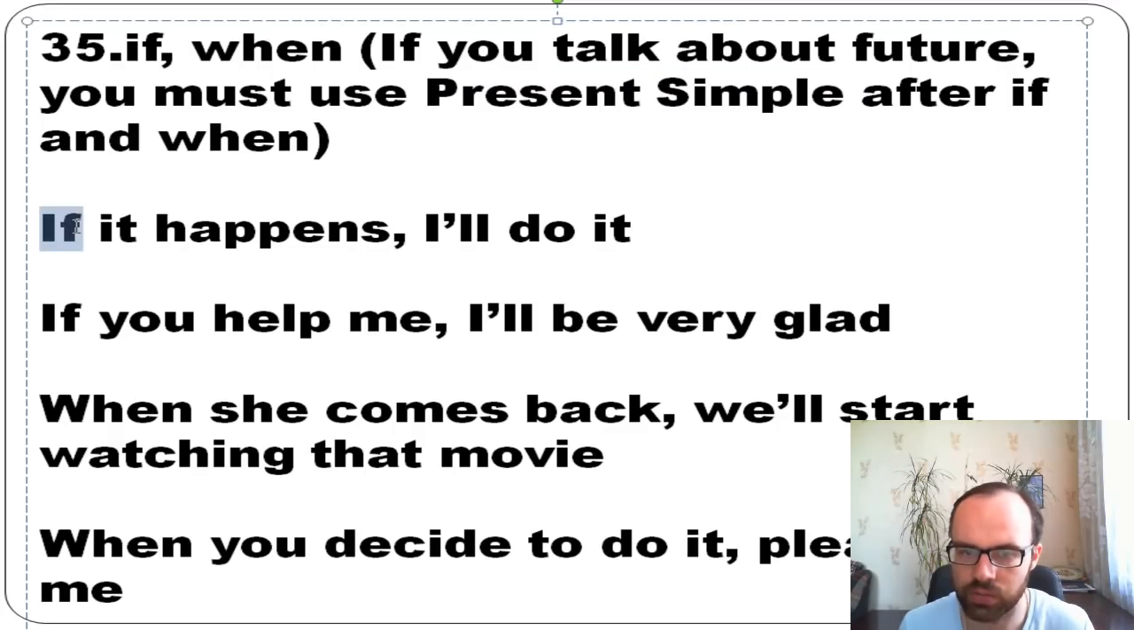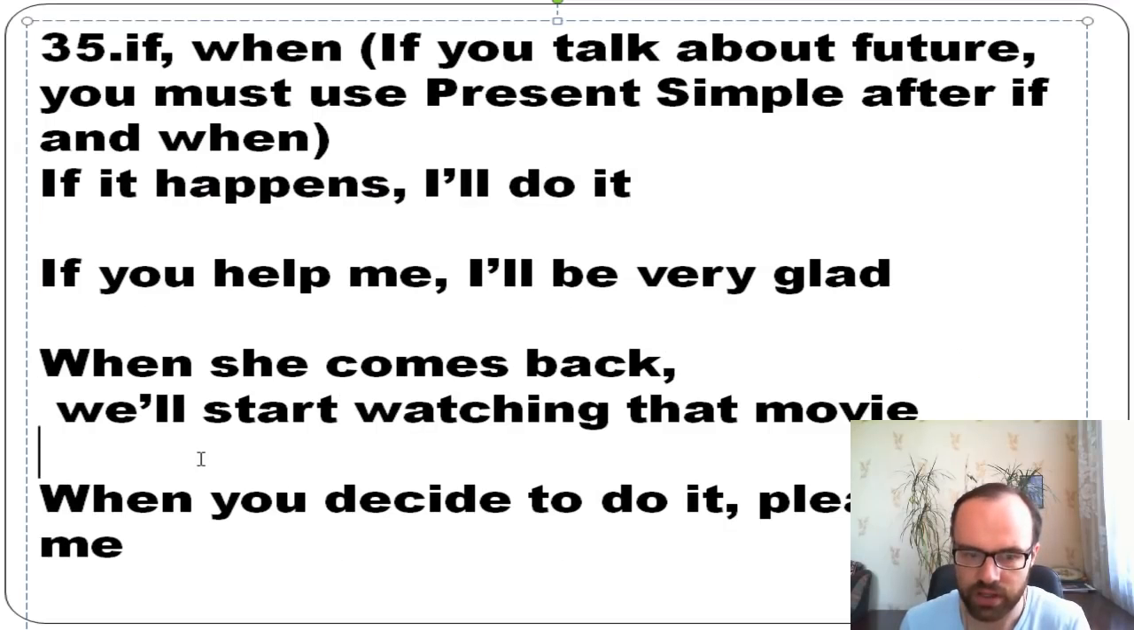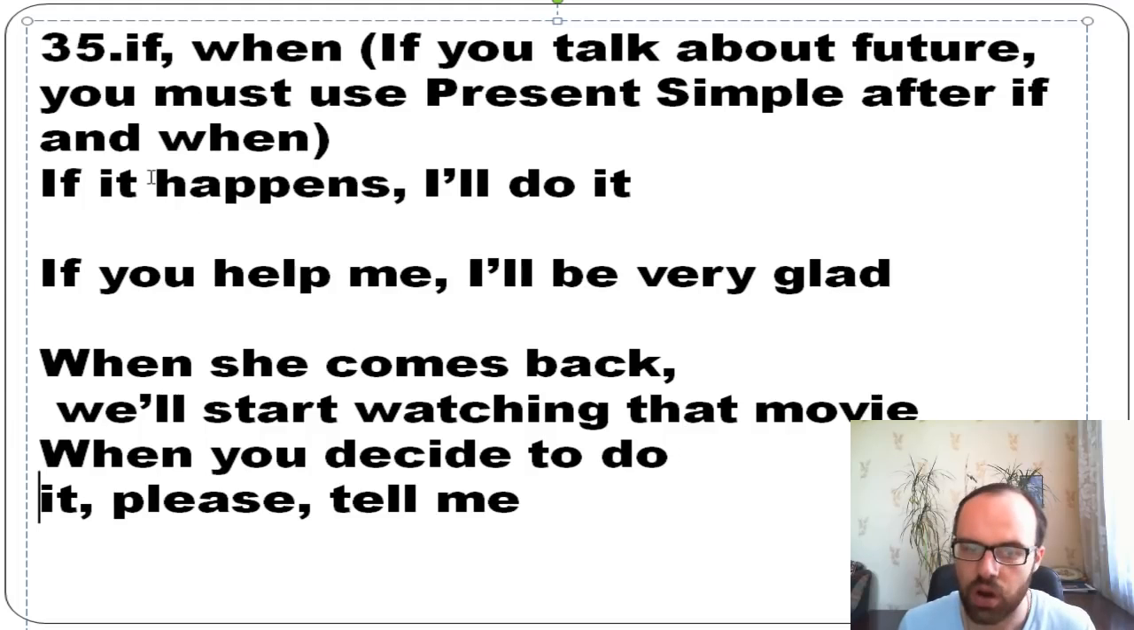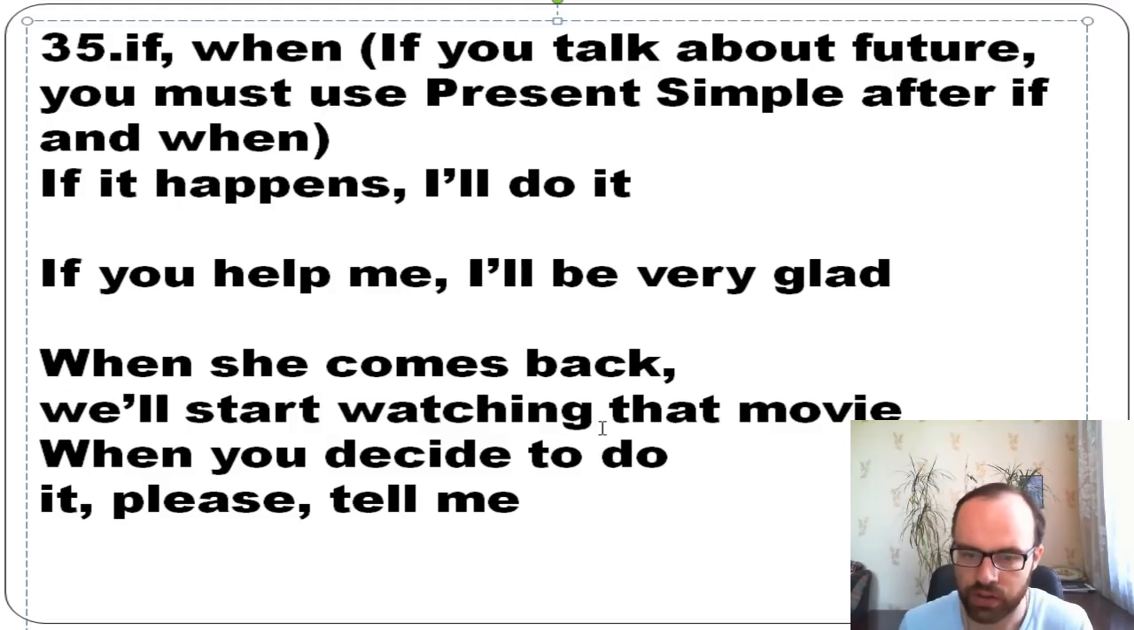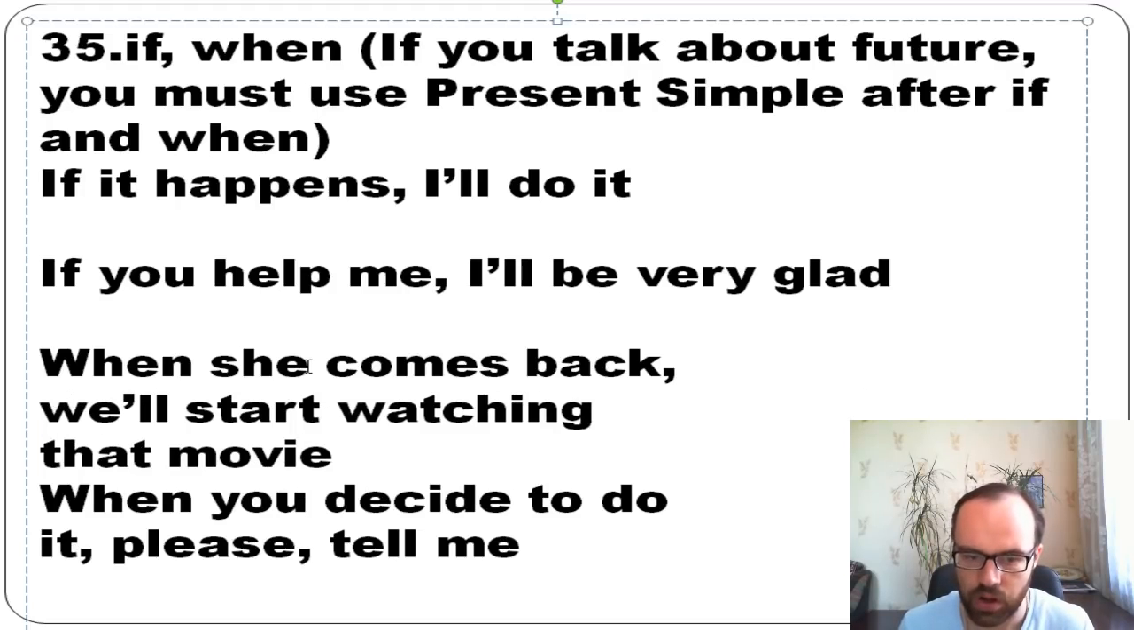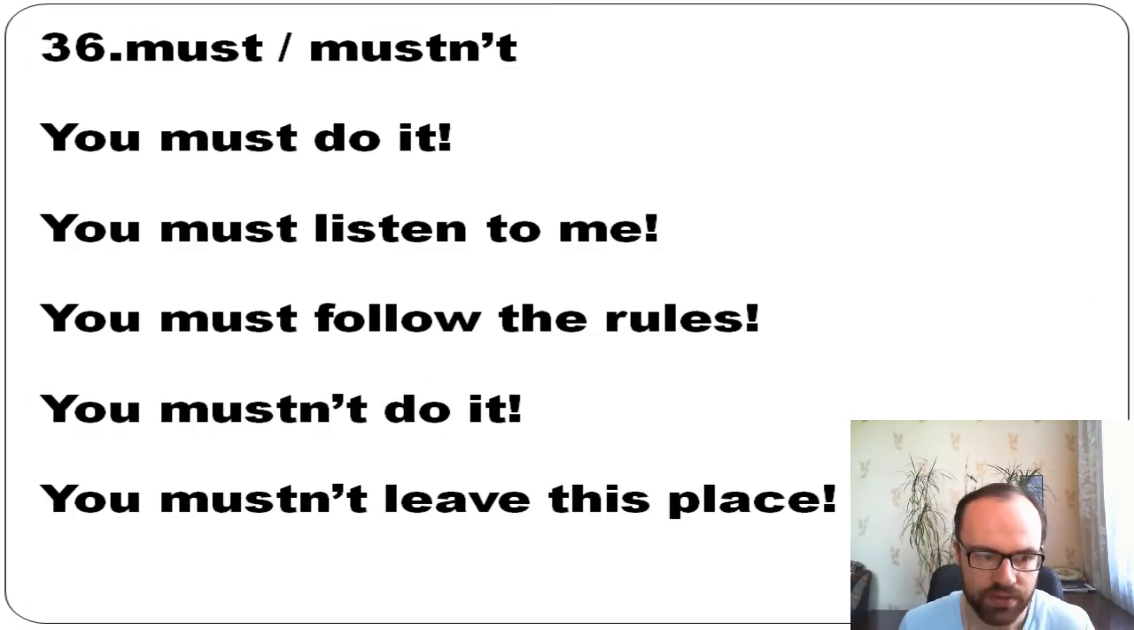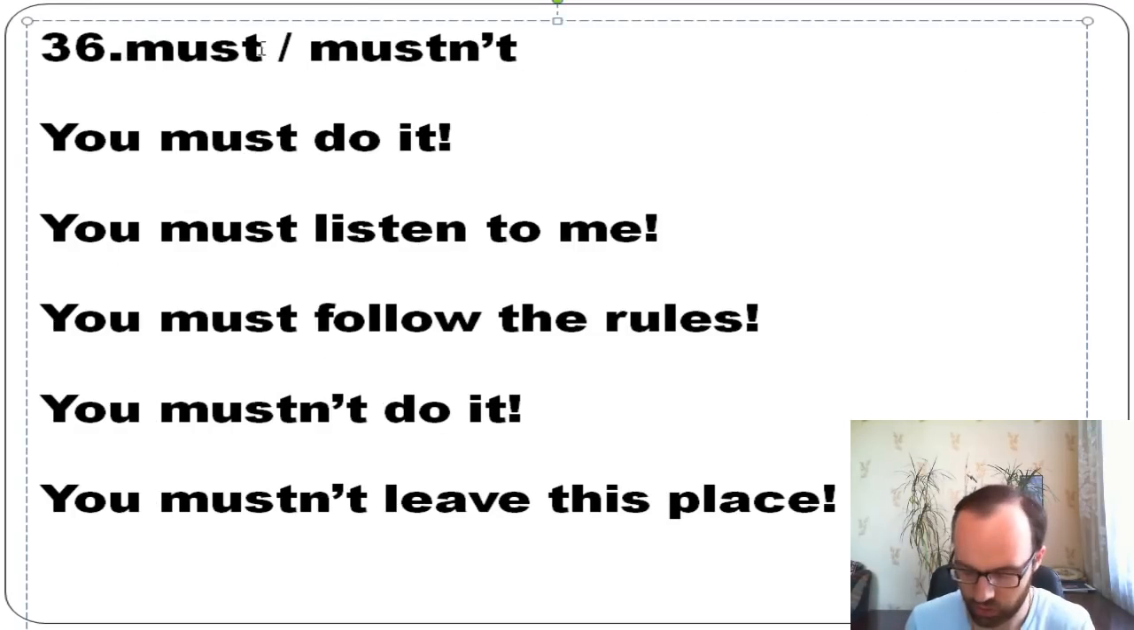It's a rule. Please remember it. If it happens, I'll do it. If you help me, I'll be very glad. Okay, next. So when she comes back, we'll start watching that movie. When you decide to do it, please tell me. So the same situation. It's about the future, but you use present simple after if and when. Next, modal verbs.